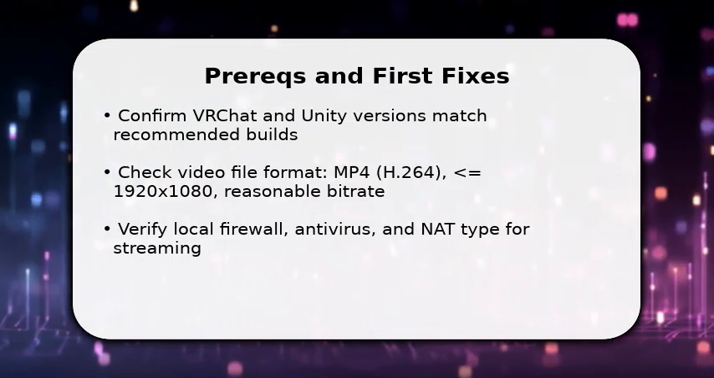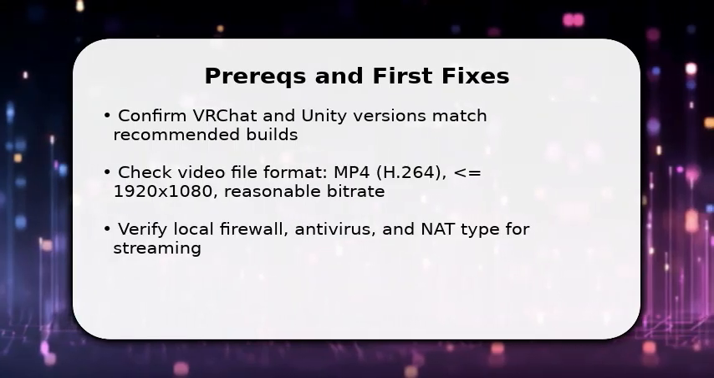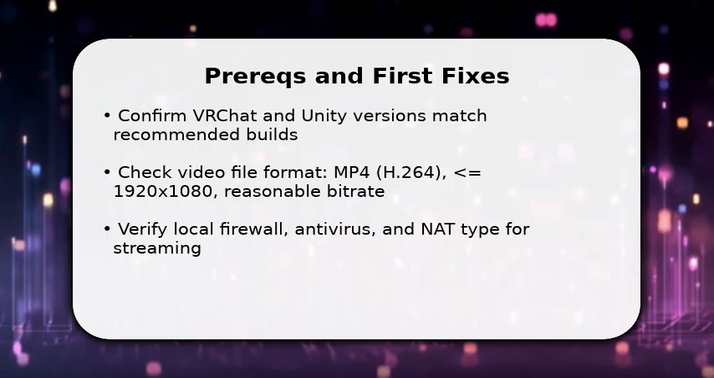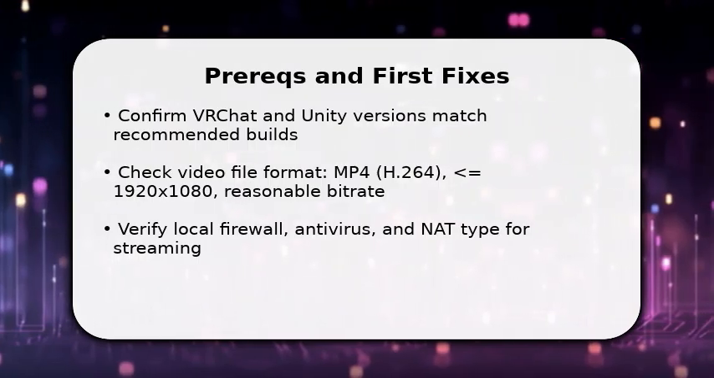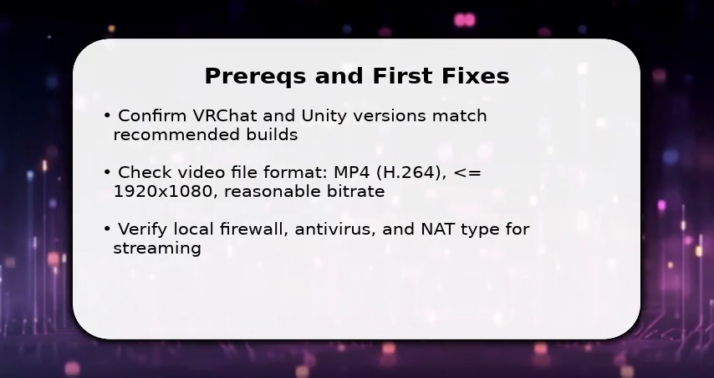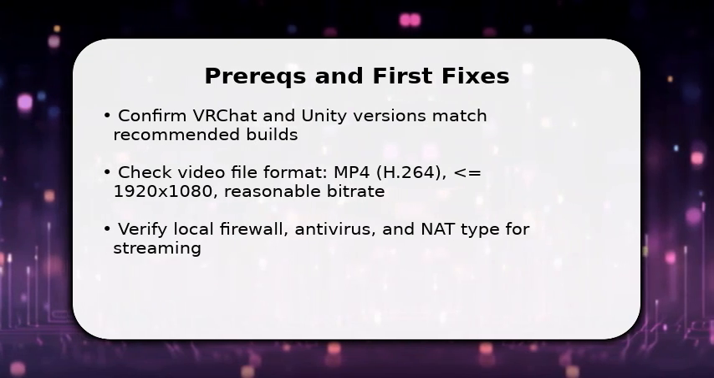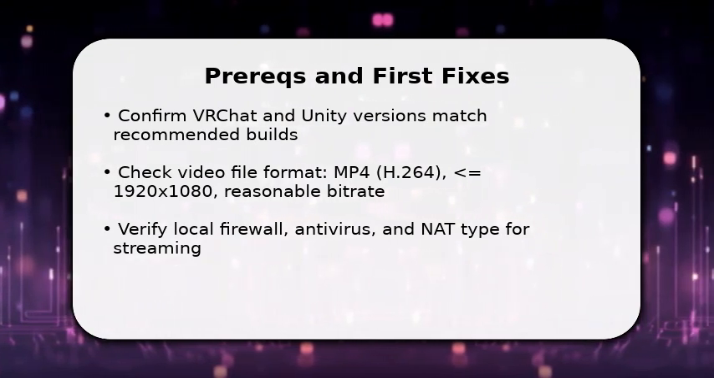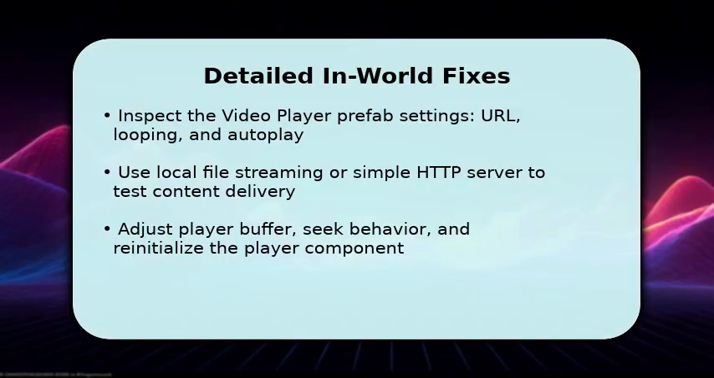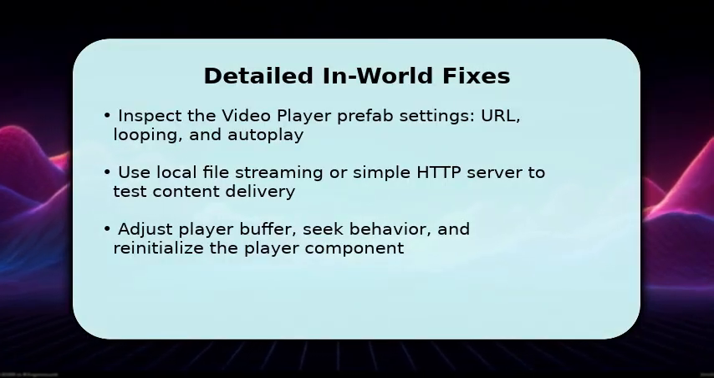Then check the video. Use MP4 with H.264, limit resolution to 1080p and keep bitrate moderate to avoid buffering. Once done, temporarily disable firewall or add VRChat to exceptions and test on the same LAN to rule out NAT or router blocking. Now you dive into the in-world player settings because that's where playback most often breaks.